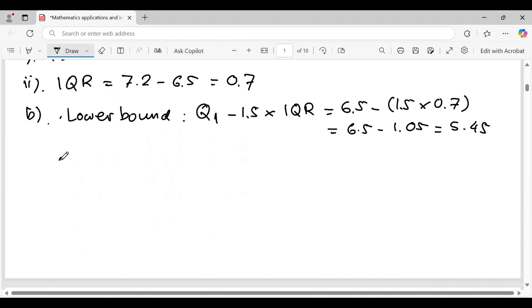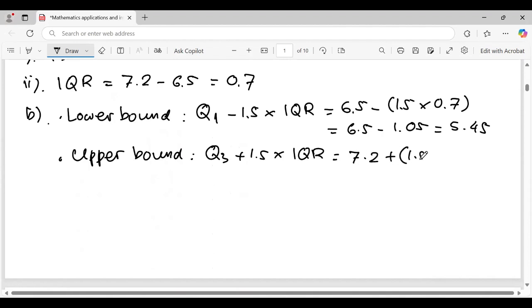And after that, the upper bound. The upper bound is Q3, or upper quartile, plus 1.5 times IQR. And it is 7.2 plus 1.5 times 0.7. If we calculate this, the result is 7.2 plus 1.05, which is 8.25.